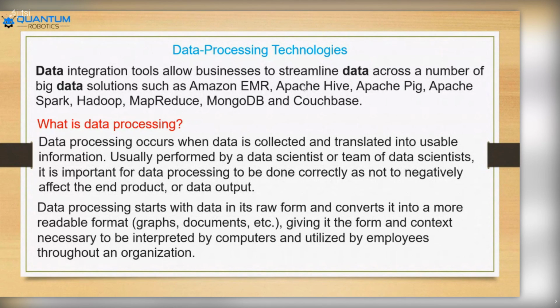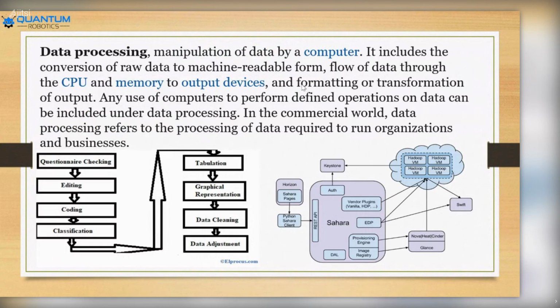Data processing means that the data is transmitted from one place to another place with an accurate process that makes it efficient, to get the data from one place to another place within a particular time. The data processing will be done like this: questionnaire, checking, editing, coding, classification, graphical representation, data cleaning and data adjustment. Finally, the adjustment is done for a particular task within a particular time.